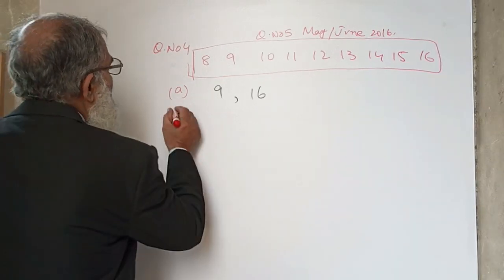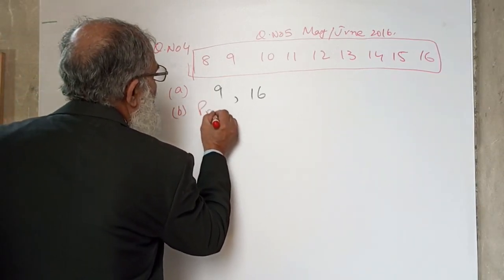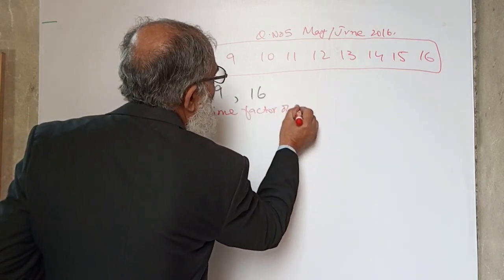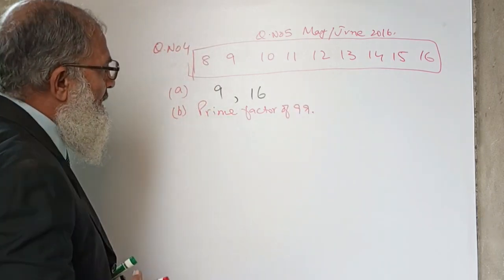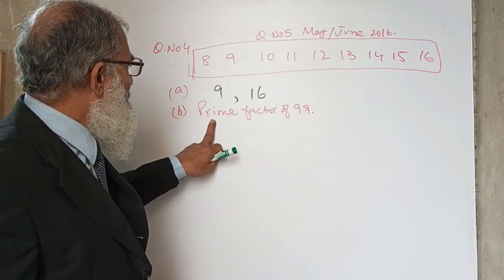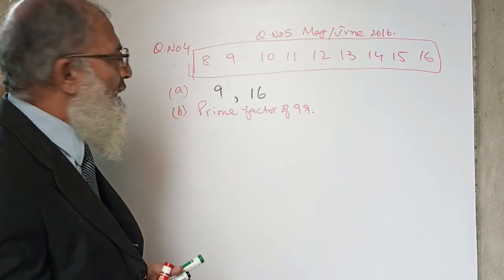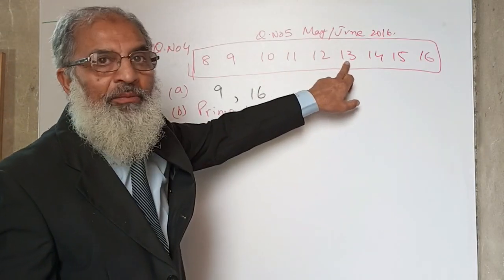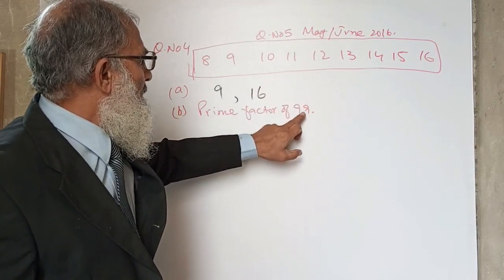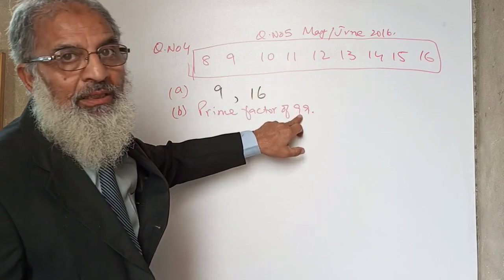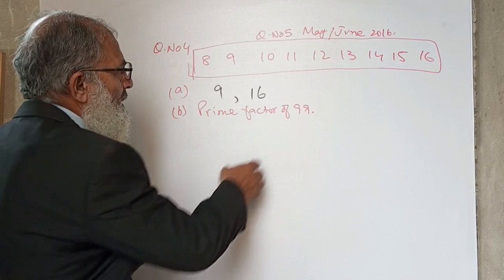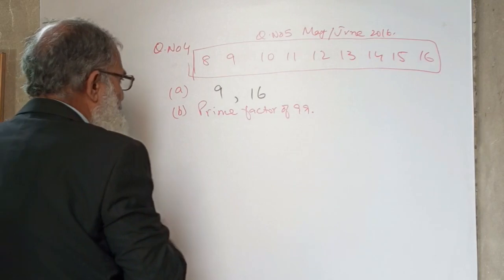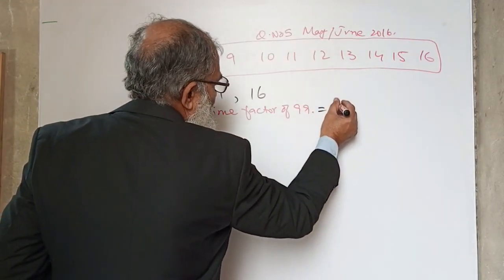And B is the prime factor of 99. Now you see that it is 99 and we have to find the prime factor. Now there are how many prime numbers? This is the prime number and this is the prime number. So if we divide 99 by 11, it is wholly divisible by 11. So not with the 13, only with the 11. So the answer is 11.